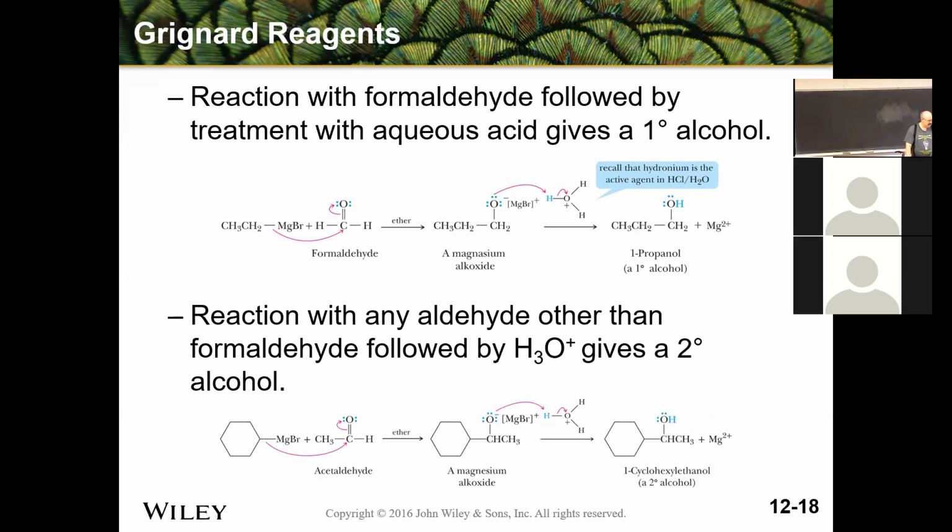If we start with some other aldehyde, here the example is acetaldehyde or ethanal, we'll get a secondary alcohol. So this attacks the carbonyl. We form a bond between the first carbon of ethane and the cyclohexane ring. And then when this reaction is complete, we add dilute acid to the reaction mixture. This picks up a proton, we get our secondary alcohol. So this would be 1-cyclohexyl ethanol.